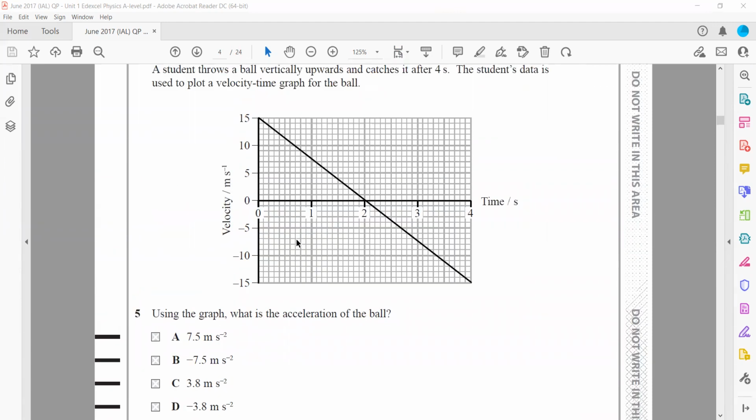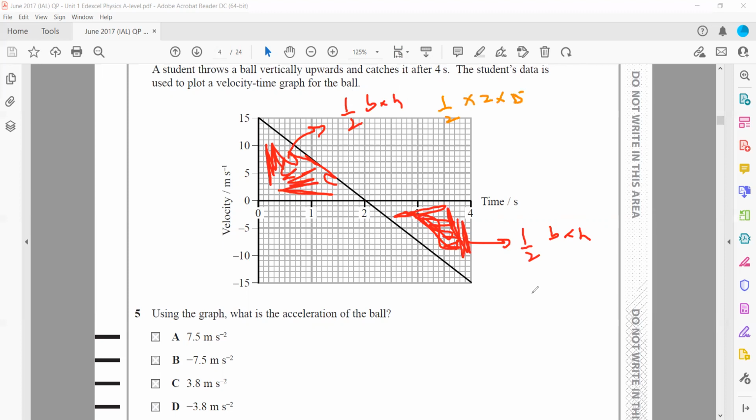Using the graph, what is the total distance? With this type of graph, sometimes they ask total distance, sometimes they ask displacement. If they ask for total distance, the area under the graph will give us the distance traveled. So we add the area of this part. It is a triangle, so half base times height. And this is also a triangle, so also half base times height. So half, base is 2 and height is 15. And here also half, base is 2 and height is 15. We are not taking the sign here because distance is a scalar quantity. So this is 15 meters, and this is also 15 meters.